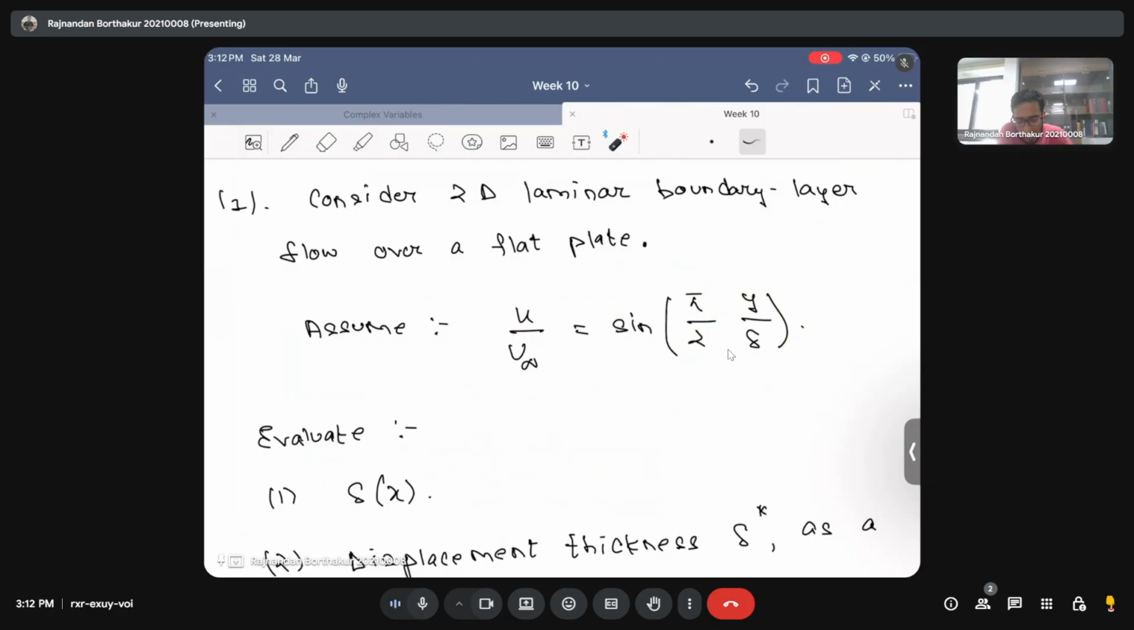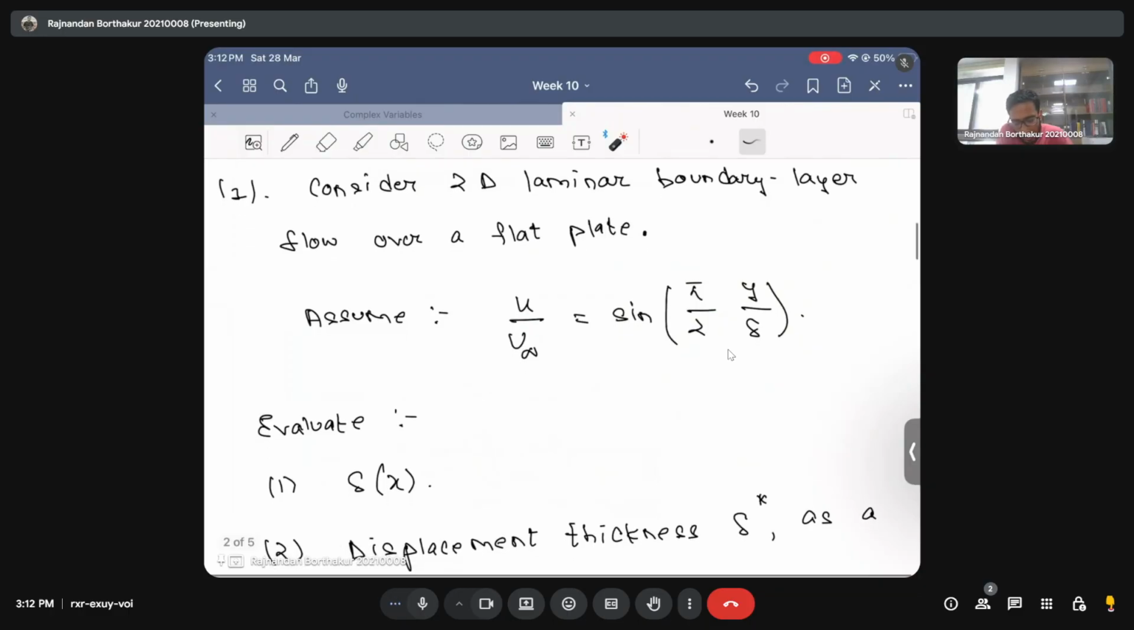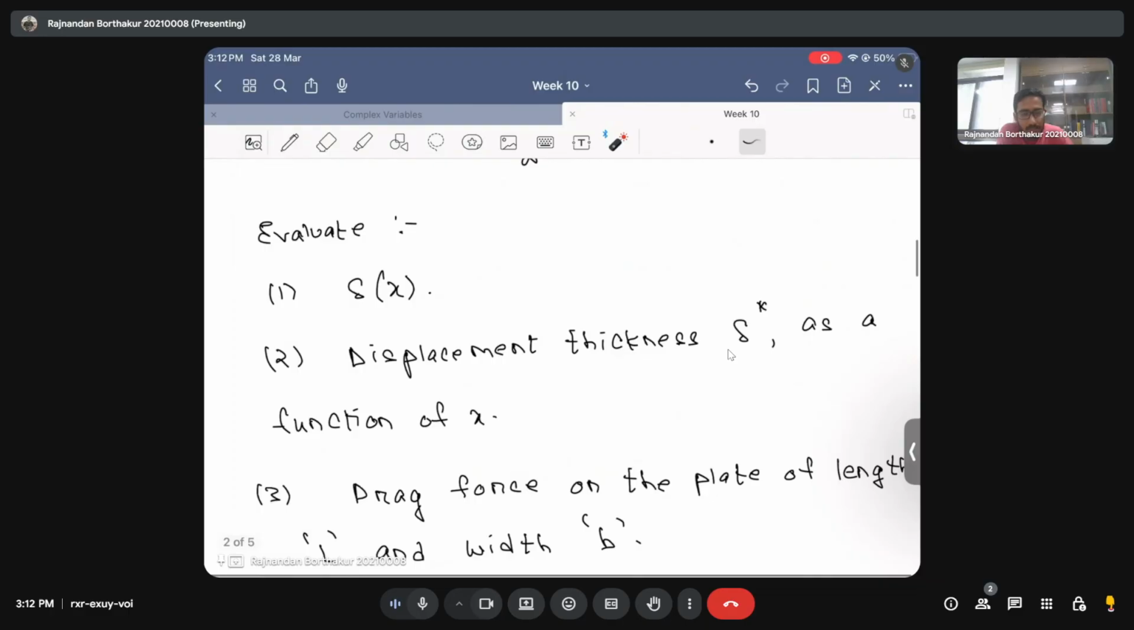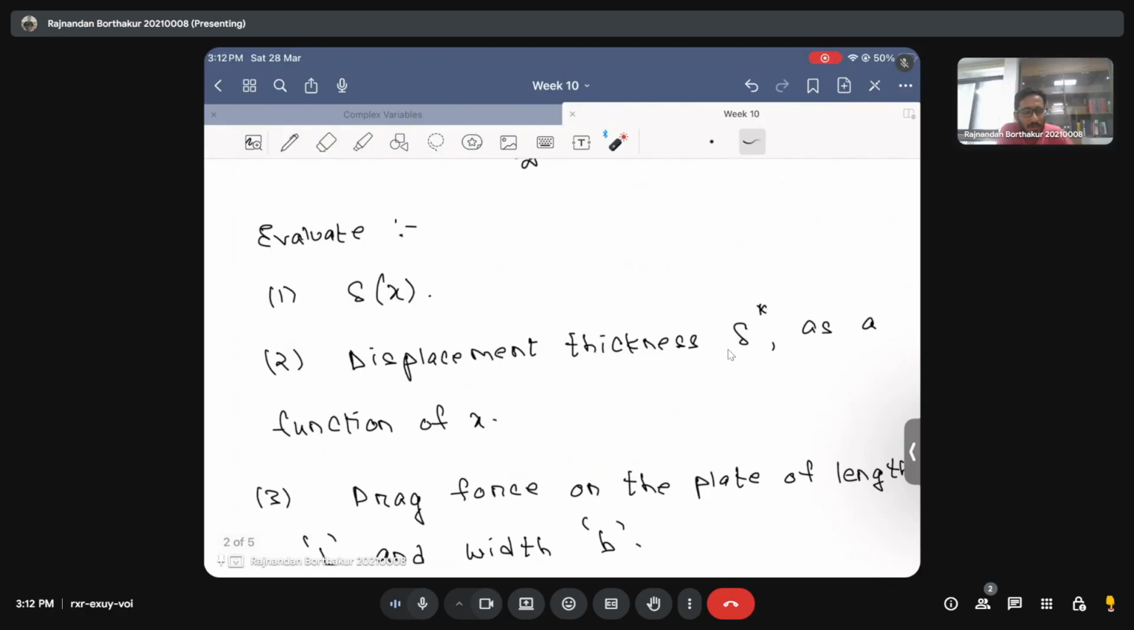Okay, so now in this given question, we will see what happens if we take a sinusoidal profile and then try to evaluate the boundary layer thickness. That's the first task that we will do today. And the second thing is, once we know the boundary layer thickness, we can also calculate something known as the displacement thickness. And when we calculate this, I will actually tell you the physical significance of this displacement thickness.